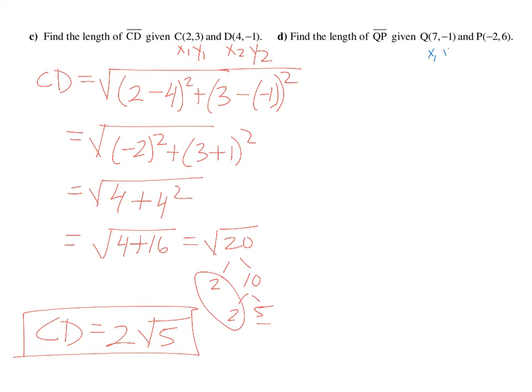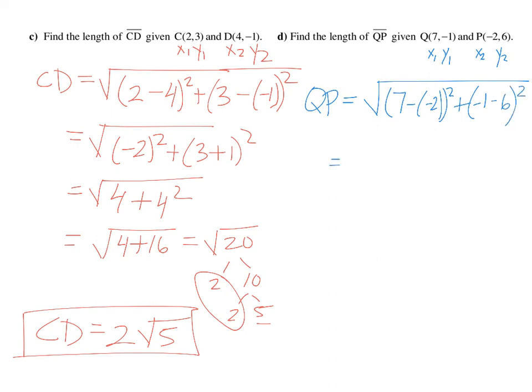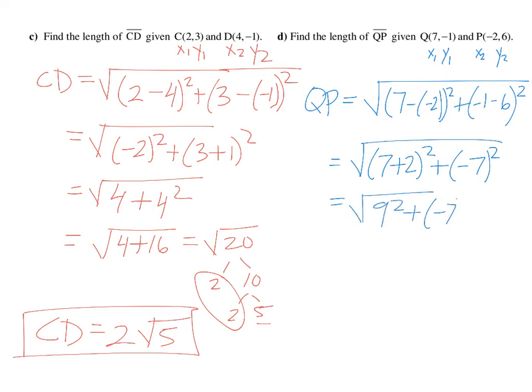I have x1, y1, x2, y2. So I have QP is equal to the square root of x1, which is 7, minus x2, which is negative 2, plus y1, which is negative 1, minus y2, which is 6. So 7 minus negative 2, which is 7 plus 2 squared. Then I have plus negative 1 minus 6, which is negative 7 squared. So I end up with 9 squared plus negative 7 squared.